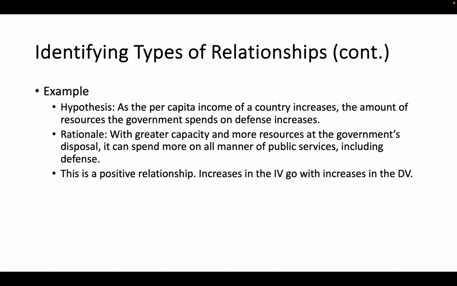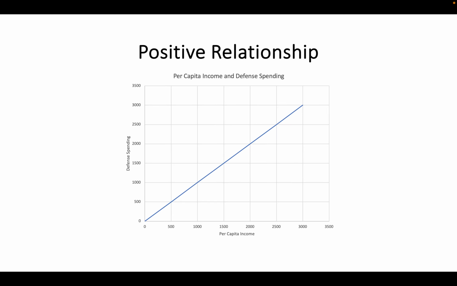Now, how does this look pictorially speaking? That's a positive relationship right there. So as you go across the x-axis, from left to right, from 0 out to 3,500, the y is increasing at a relatively constant rate. So if that's the case, then this is a positive relationship. Higher values of the IV go with higher values of the DV.